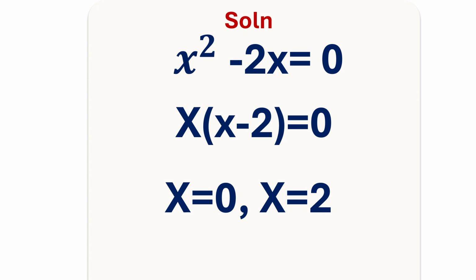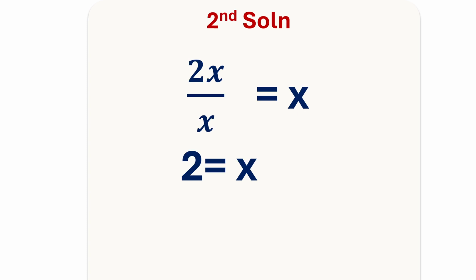Then of course you can factor, because you have x as a common term, so you factor x out. It becomes x into bracket x minus 2 equals 0. And of course if you equate x minus 2 equals 0, it gives you x equals 2, and then x automatically equals 0. So you have x equals 0 and then x equals 2. Of course x cannot be 0, so x becomes 2, right? So that's the first solution.